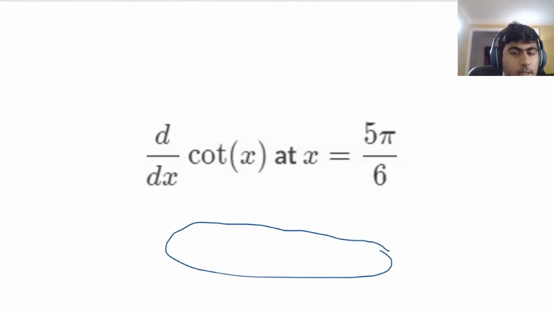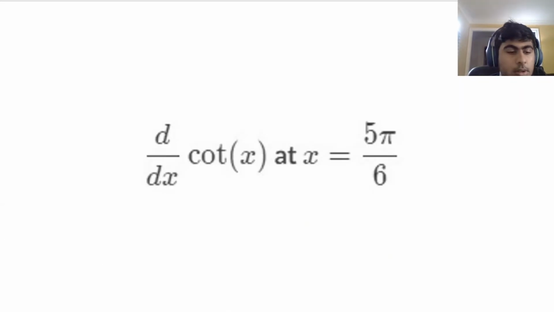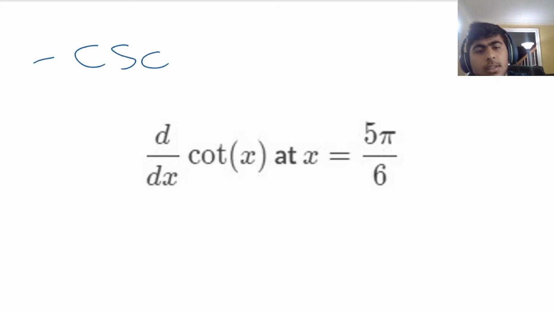Alright. Let's do this one. So we're asked to find the derivative of the cotangent of x at x equals 5 pi over 6. Now you can memorize the derivative of cotangent. I wouldn't recommend it, but you can. If you do want to memorize it, it is negative cosecant squared of x, I think.